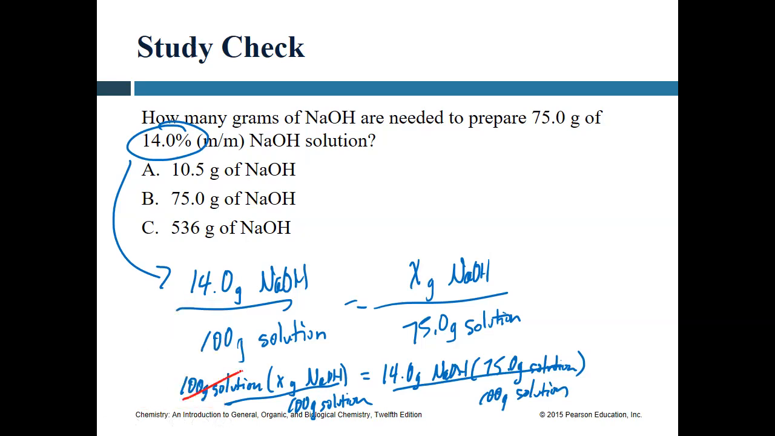On the left-hand side, the 100 grams cancel out. On the right-hand side, the grams of solution cancel out. The grams of sodium hydroxide remain. What's my value? Well, whatever 14 times 75 divided by 100 is. 14 times 75 divided by 100. I get 10.5 grams sodium hydroxide. That's letter A.